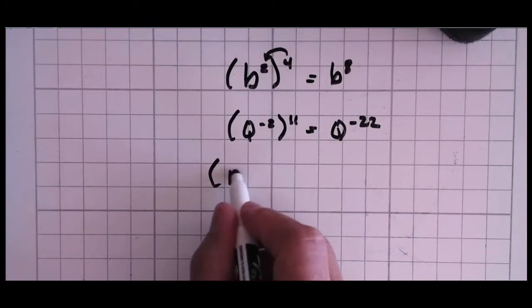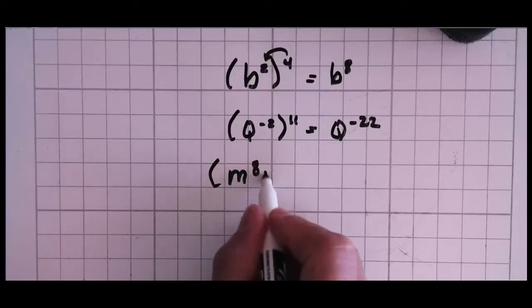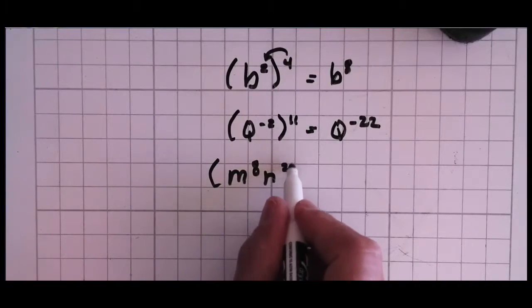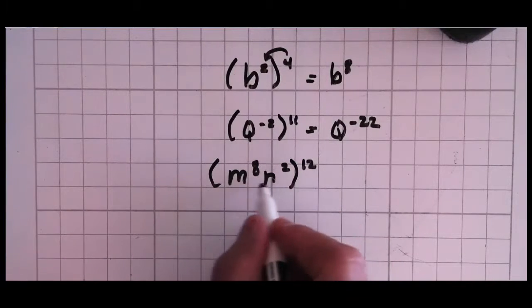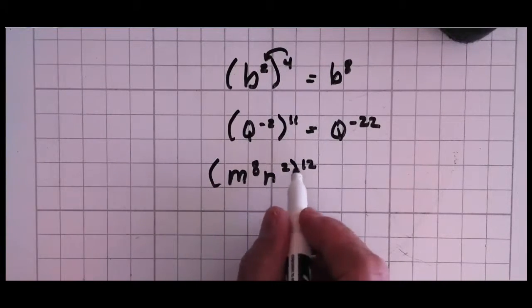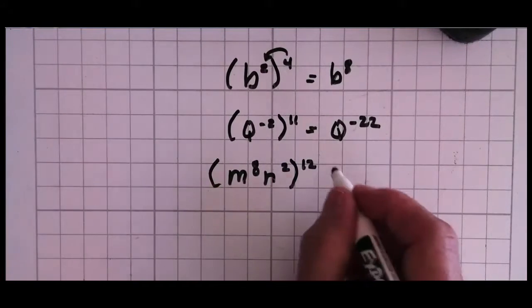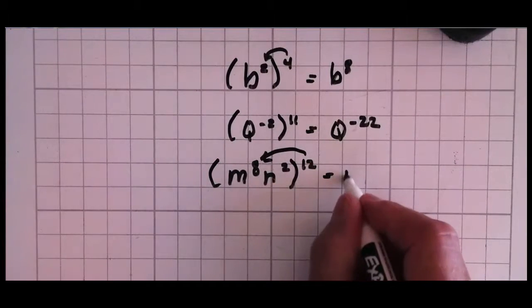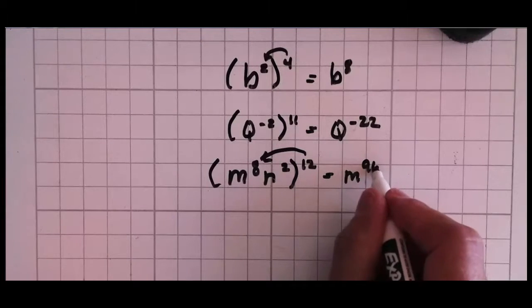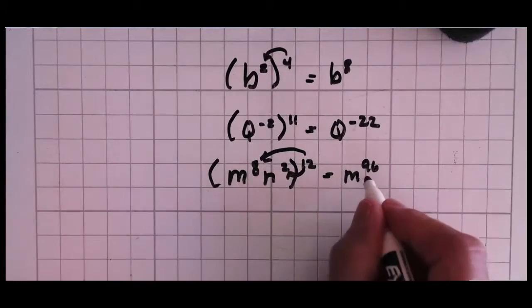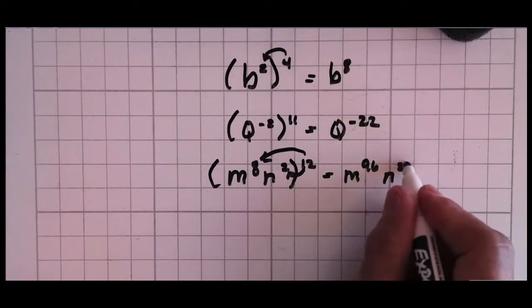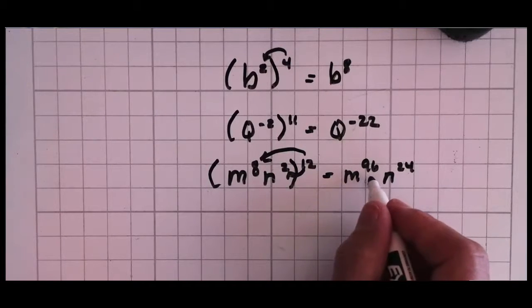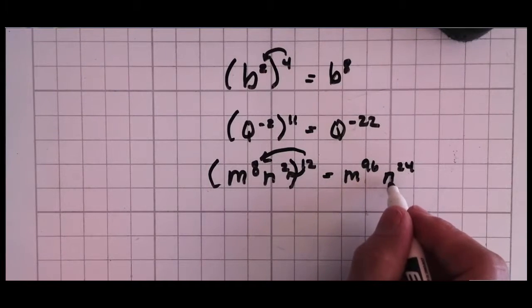It's also the case if you have more than one variable inside the parentheses. m to the 8th, n to the 2nd, and the whole thing is raised to the 12th power. It's 8 times 12, or 96, and 2 times 12, or 24. So your answer is m to the 96, n to the 24th.